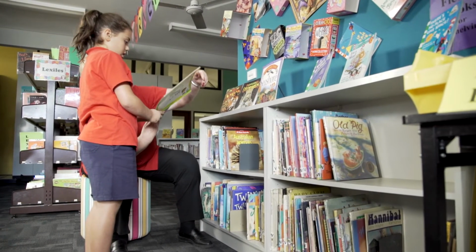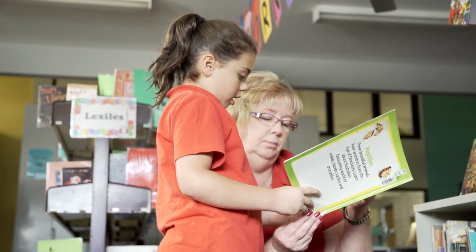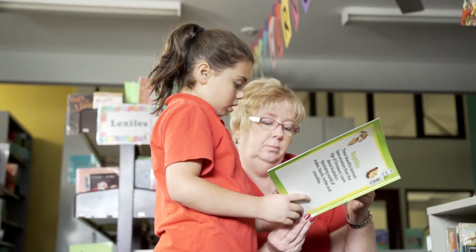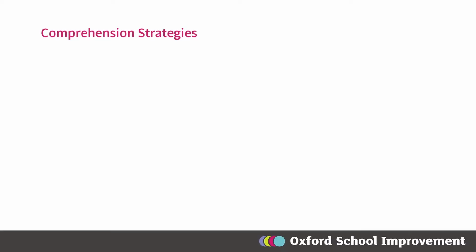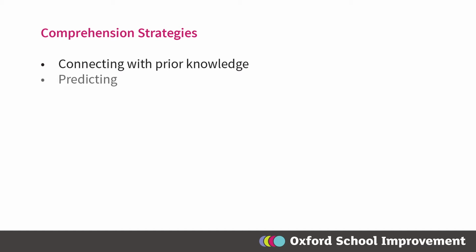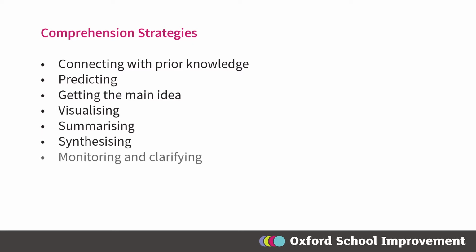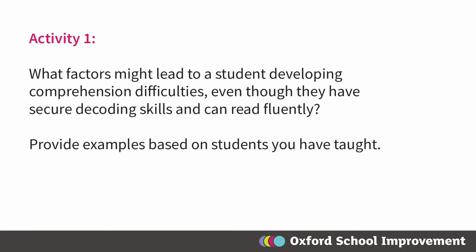Comprehension strategies can be taught and strengthened at the pre-reading, during reading and after reading stages. There are 9 significant reading comprehension strategies that need to be explicitly taught and strengthened with increasingly more complex texts. The significant comprehension strategies are connecting with prior knowledge, predicting, getting the main idea, visualising, summarising, synthesising, monitoring and clarifying, inferring, questioning. What factors might lead to a student developing comprehension difficulties, even though they have secure decoding skills and can read fluently? Provide examples based on students you have taught.